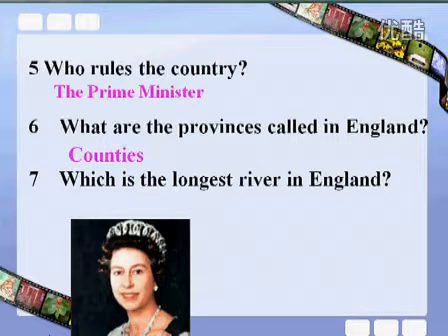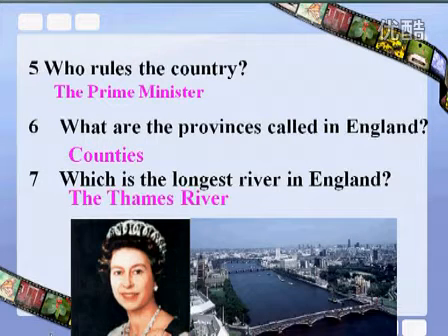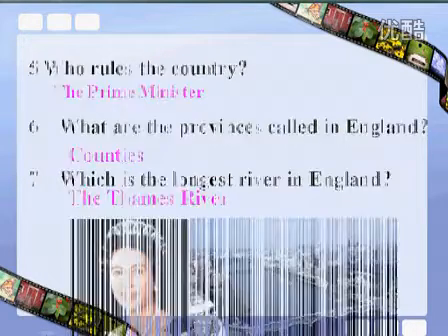Now number 7. Which is the longest river in England? Okay. Maybe now there are 3 rivers in UK. Okay. Now the longest river is maybe not the Thames River. Okay. Maybe it's for easy question. Okay. Now next.